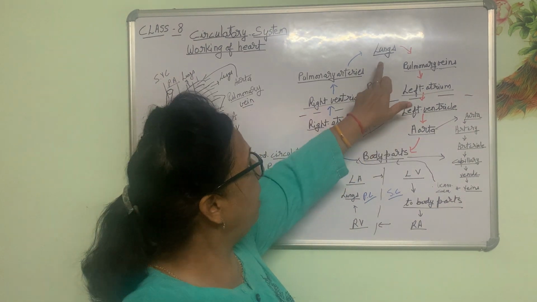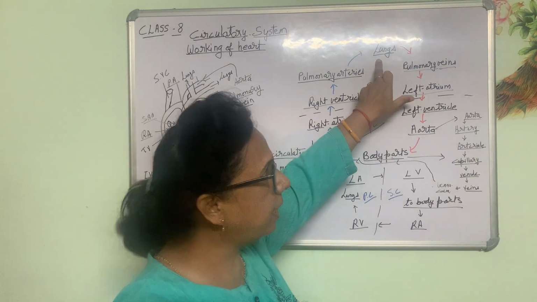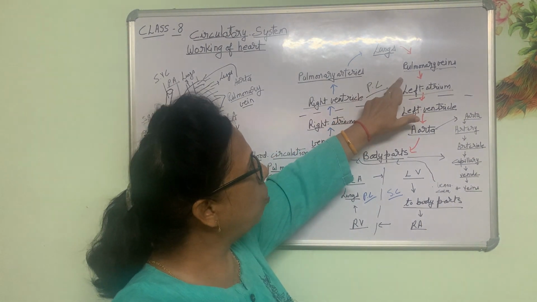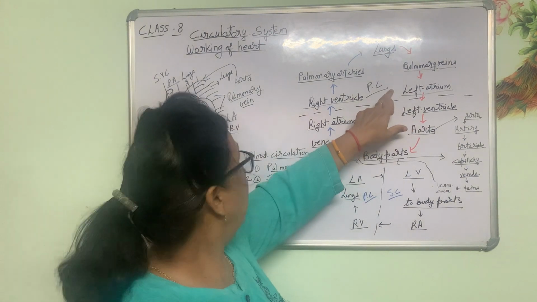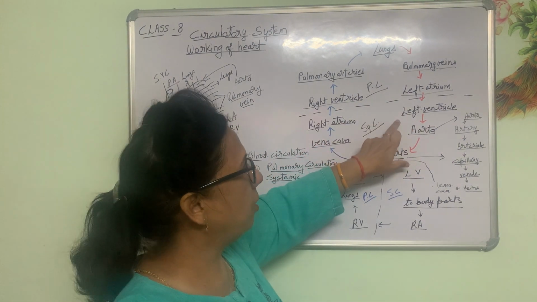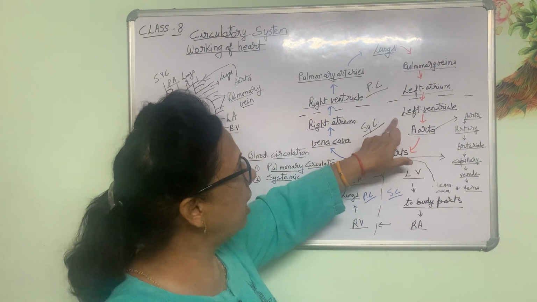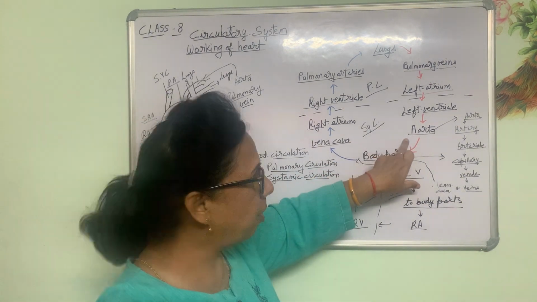As you know, in the lungs the blood is oxygenated. Oxygenated blood passes through the pulmonary veins into the left atrium. From the left atrium, it passes into the left ventricle. From the left ventricle, it passes through the aorta.